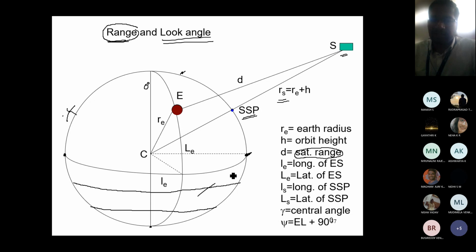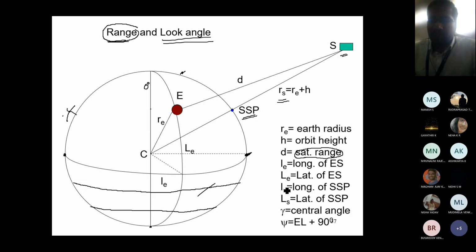So now the next term is capital LE. Capital LE represents the latitude of the Earth station. Here the Earth station is located here. So the latitude means at what latitude it is located, that means this angle in the north.